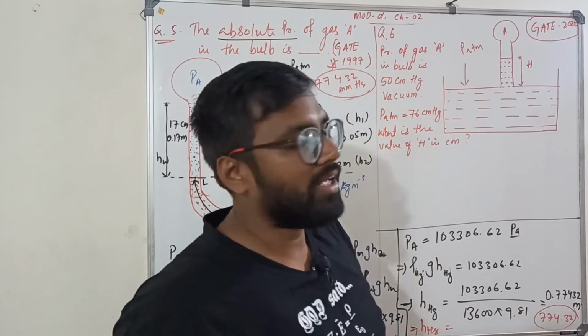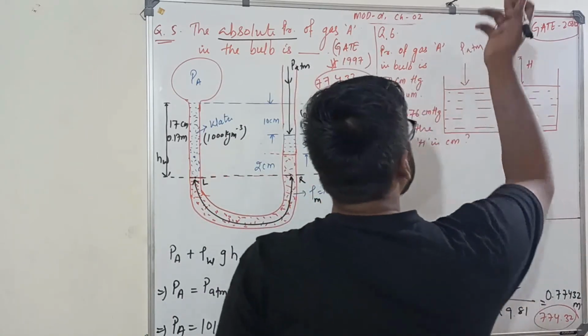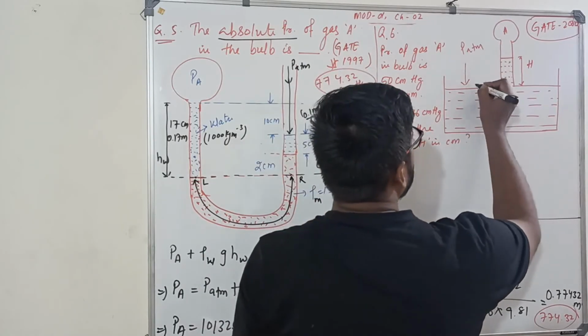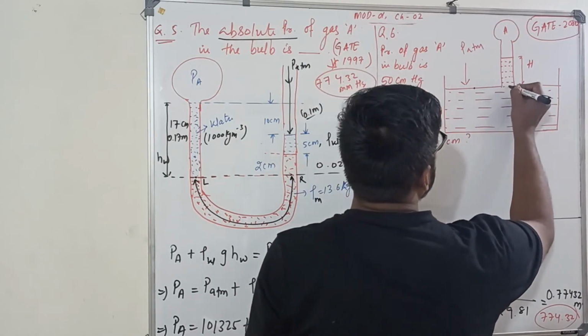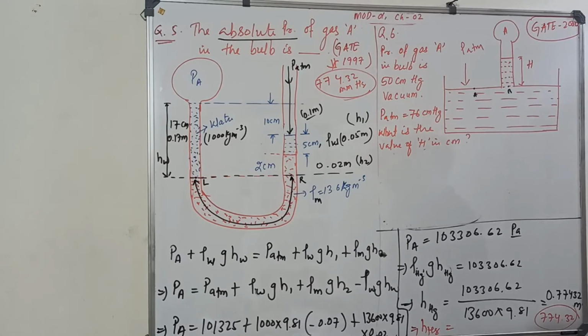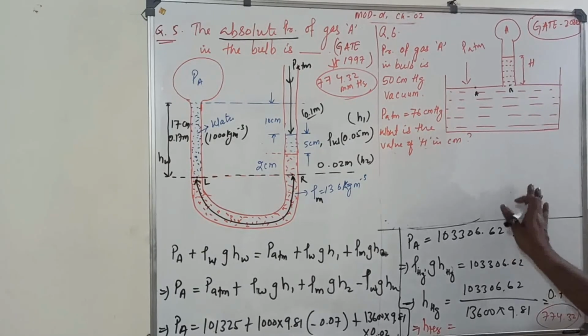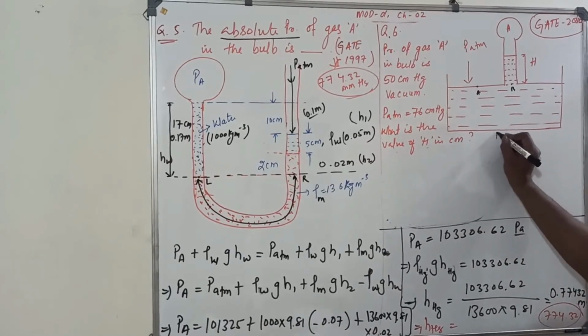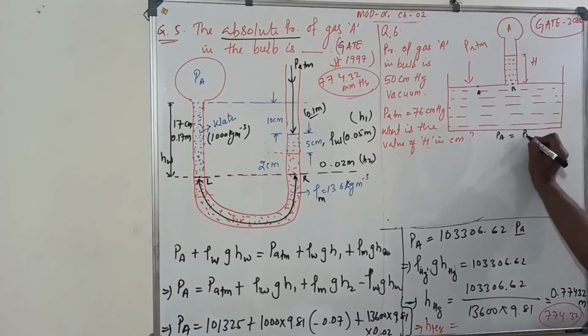Or you write the gauge equation at point A and point B. If you want to solve, you can solve in this way also. Write the absolute pressures at A and B. So your PA absolute equals PB absolute.